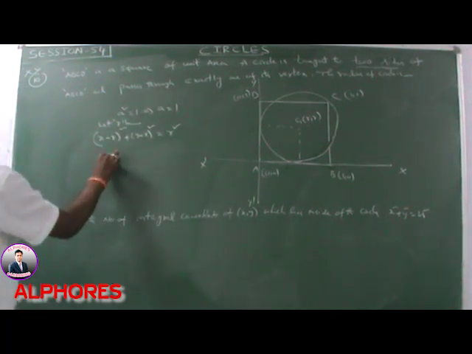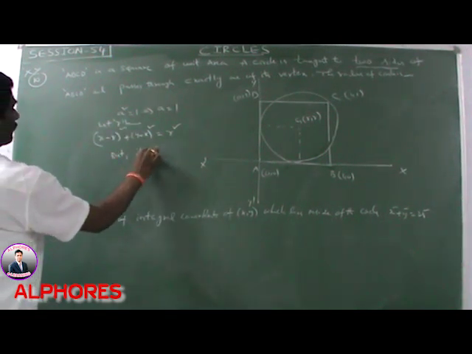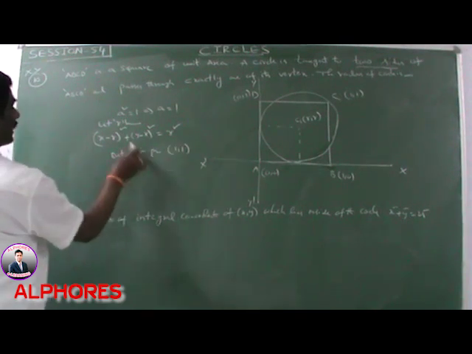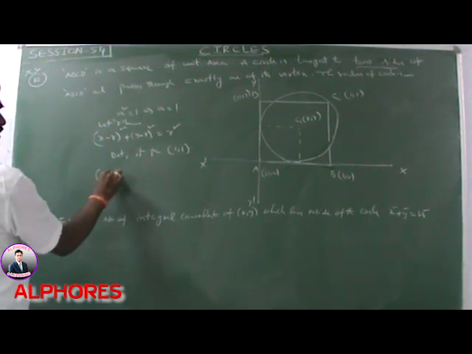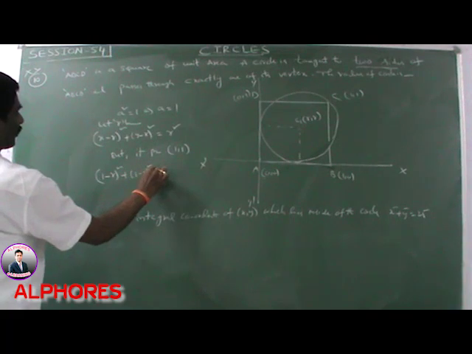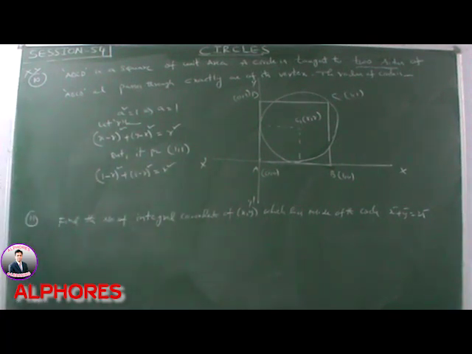But this circle passes through the point (1, 1). Substitute this point in this equation: (1 minus R) whole square plus (1 minus R) whole square is equal to R square. It is a quadratic in R. We get two values.